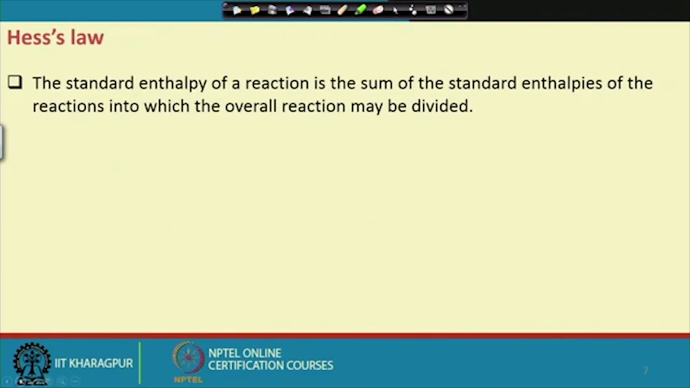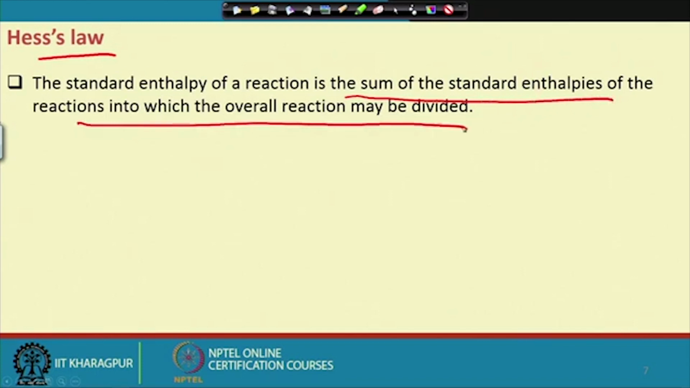Now, there is an important law called Hess's law. Hess's law says that the standard enthalpy of a reaction is the sum of the standard enthalpies of the reactions into which the overall reaction may be divided. So, I shall show you how this analysis can be done.